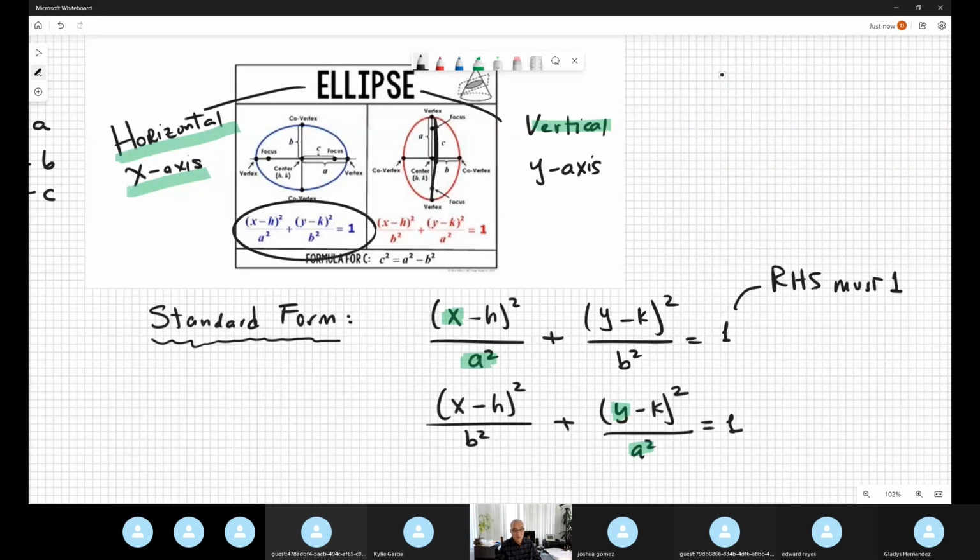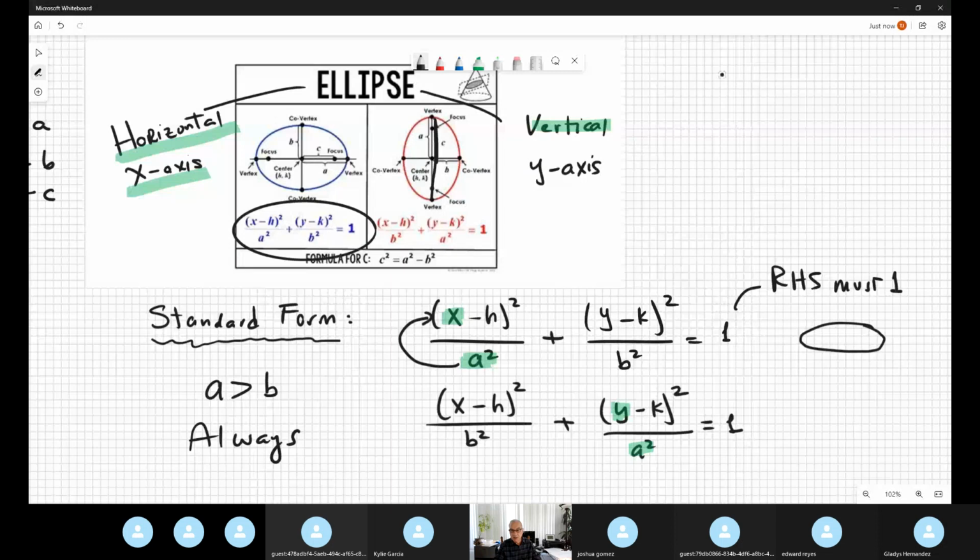The point is that A is the bigger number. Always, always, always, A is the bigger number. When you take the equation and you see what is the big one, the big is this. This is A, and the smaller is B. That is the reason. So you see that if the big number A is associated with the x, my ellipse looks like that. If the A is associated with the y, my ellipse looks like that. Very cool. Everyone follow me?